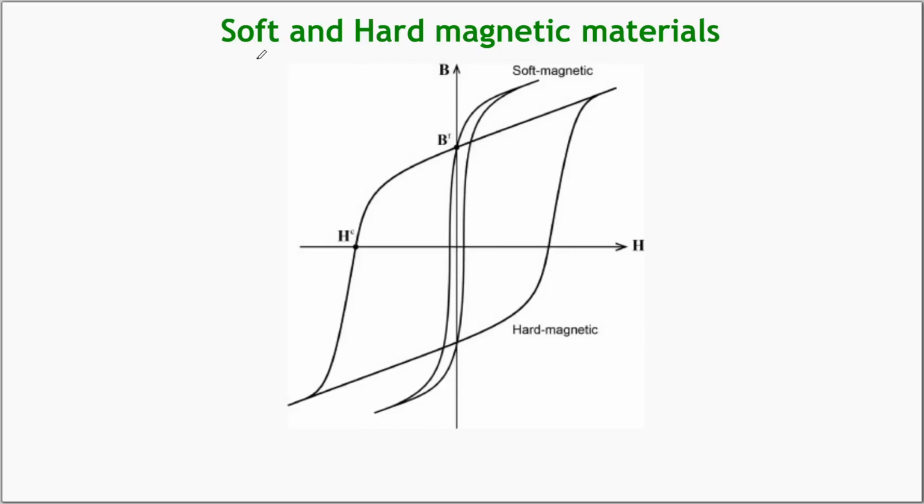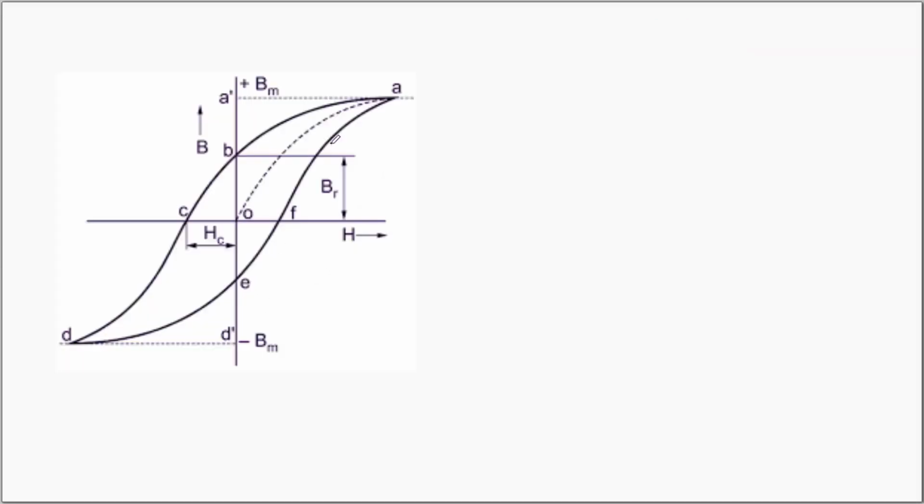Hello, welcome back. In this video, we'll discuss the soft and hard magnetic materials. We have seen the hysteresis of a ferromagnetic material. The hysteresis has a connection with the energy losses in a magnetic material. If the area under the hysteresis loop is more, it means higher will be the losses in the process of magnetization and demagnetization. Similarly, if the area under the hysteresis loop is small, then smaller will be the losses in the magnetization and the demagnetization process.